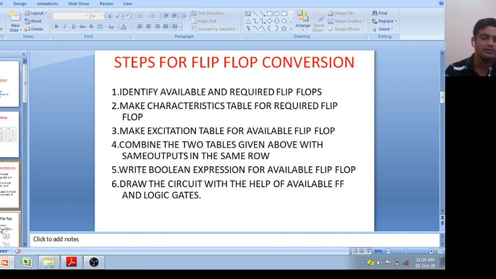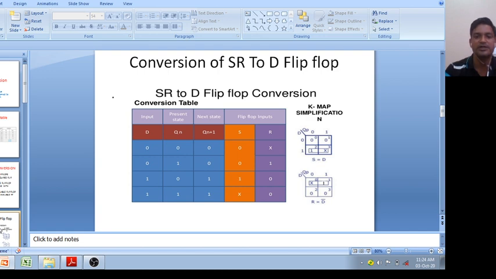First, suppose you have to convert SR flip-flop to D flip-flop. Again, you have to remember 6 steps. What is your available flip-flop? Available flip-flop is SR, and what is required flip-flop? D. So for step number 2, we will draw the characteristics table of D flip-flop and excitation table of SR flip-flop.